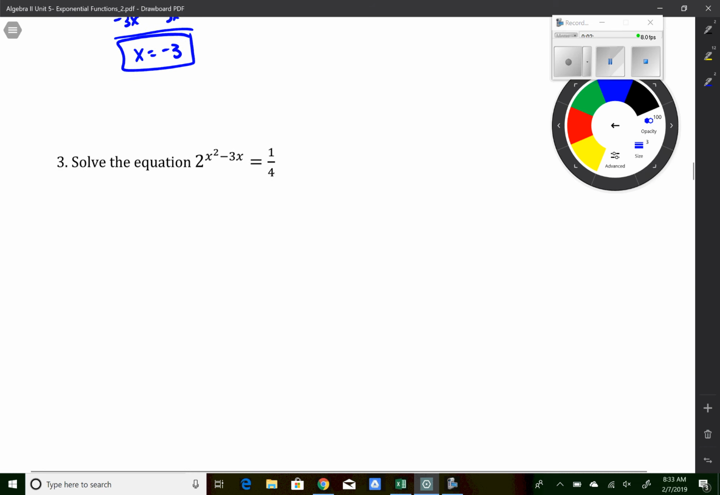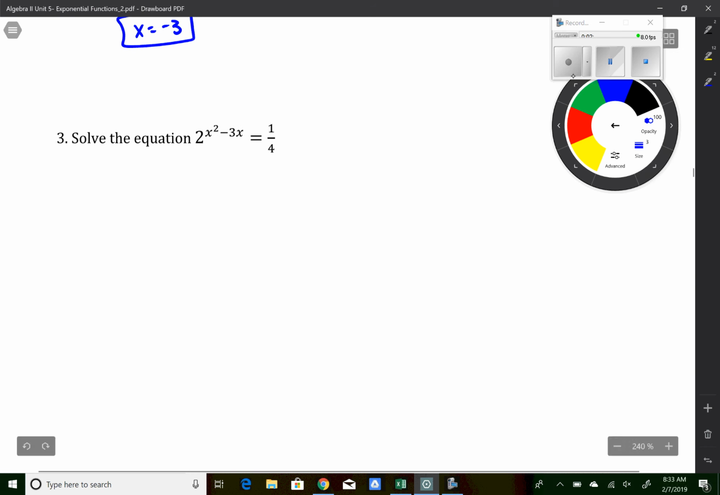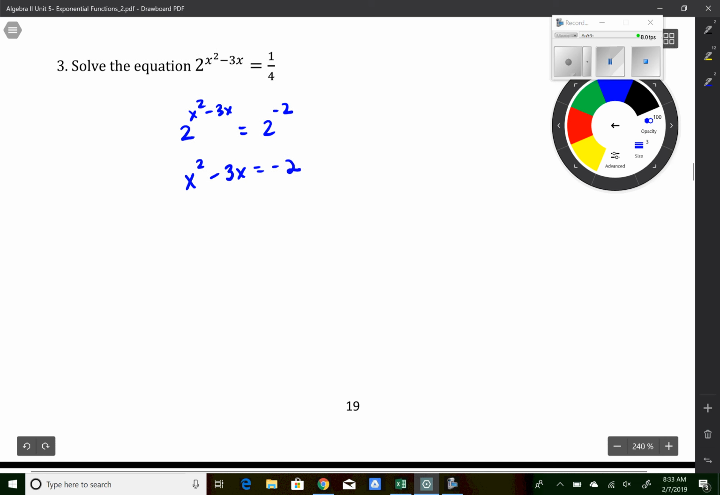Next one, base of 2 can't be changed, but 1/4 can, right? So 2 is just going to stay, so all that's going to stay there. And then 1/4, I'm going to change to 2 to the -2. Bases are the same, so the exponents are equal to each other. I see x squared, I think instantly I want it to be equal to 0, so I could either factor, use the quadratic formula, do something. So I'm going to change this all so that the 2 is moved to the other side.